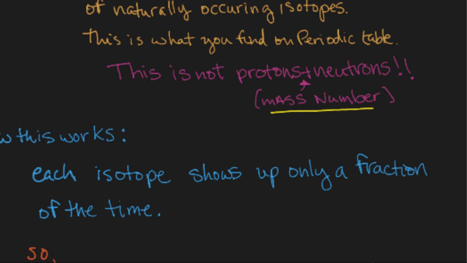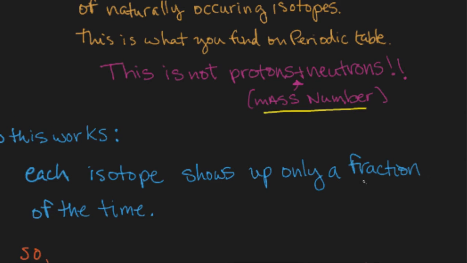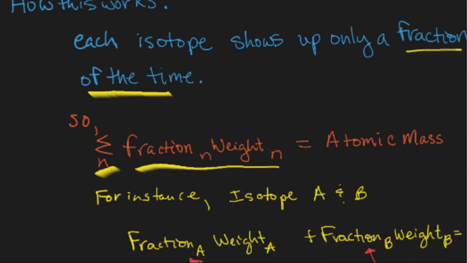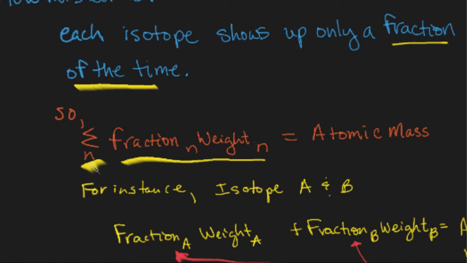So how does this work? What's the concept? Well, the isotopes, like I said, only show up a fraction of the time in each sample of carbon or whatever we're discussing. So the basic formula is the summation of the fraction that it occurs out in nature, or this could be a percentage as well, times the weight of each one of those added together is going to give us that average atomic mass.